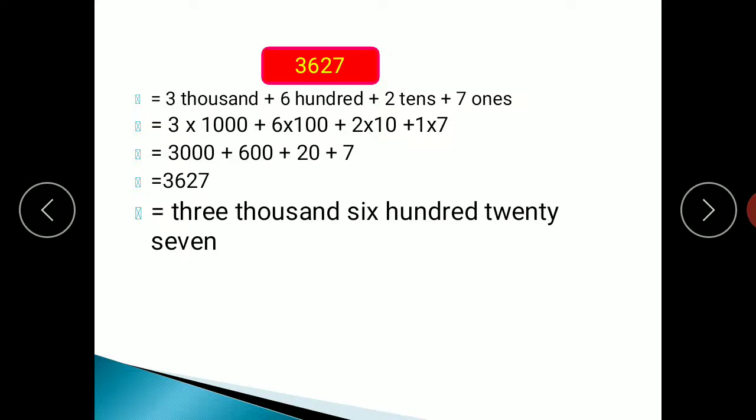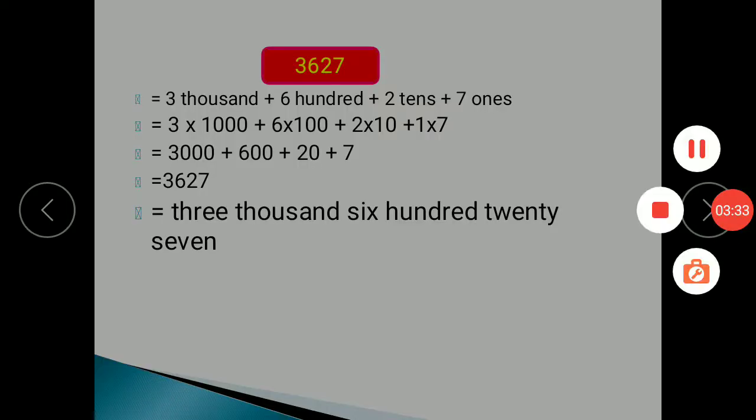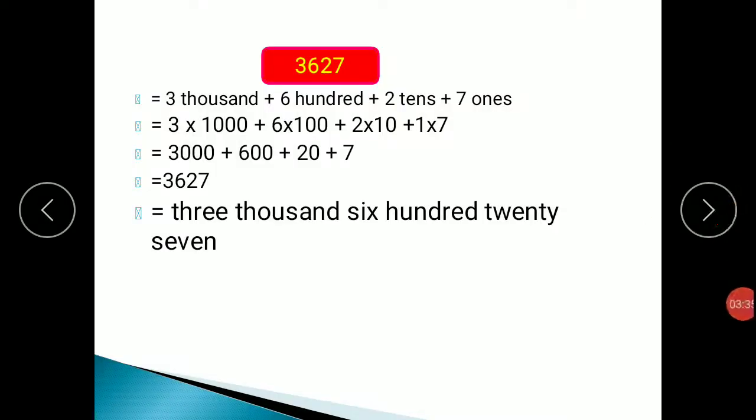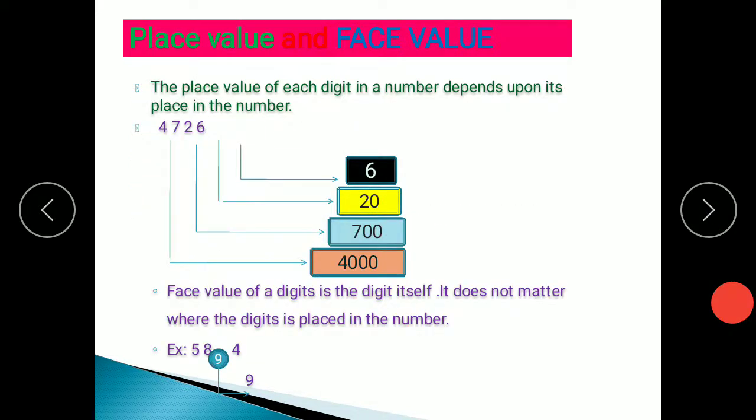Now see, face value and place value. Let us see place value first. The place value of each digit in a number depends upon its place. I will repeat it. The place value of each digit in a number depends upon its place in the number.